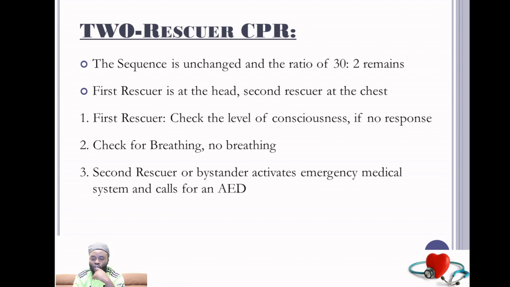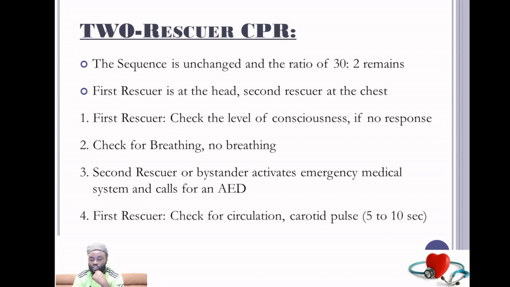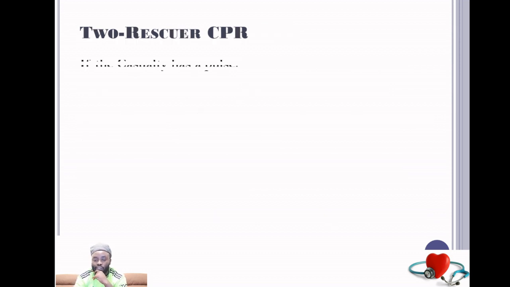So with two rescuers, the first person goes to the head while the second goes to the chest. As the chest compressions are being given, the other rescuer can be giving the 2 breaths. So you check the level of consciousness. If there's no response, you check for breathing. If no breathing, the second rescuer activates emergency and calls for help as the first rescuer checks for circulation and the carotid pulse for 5 to 10 seconds.